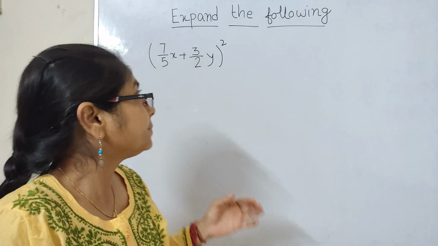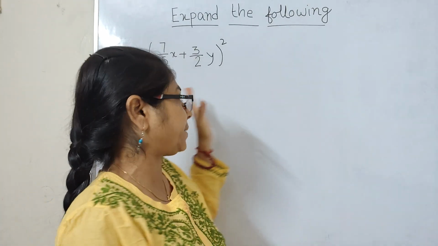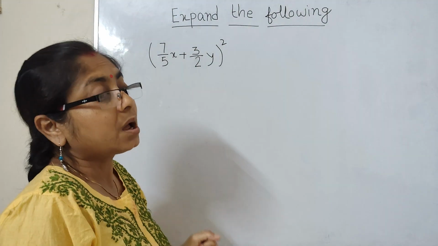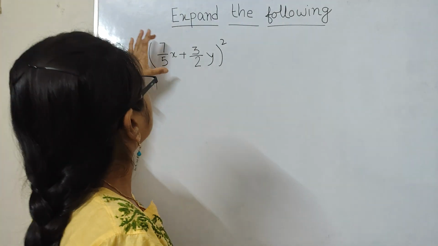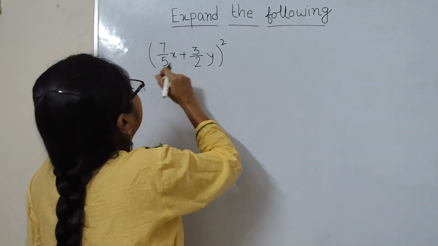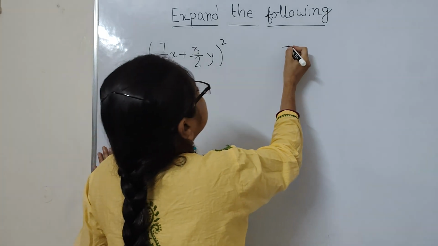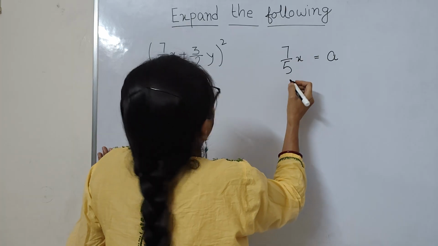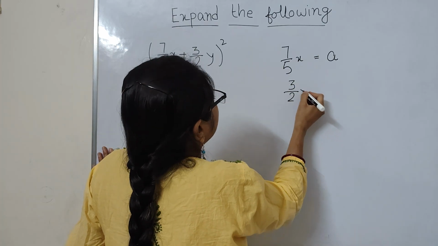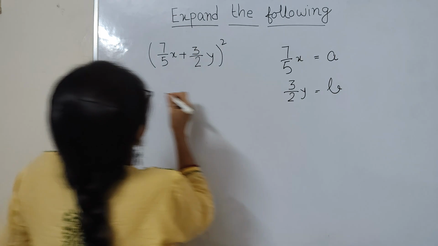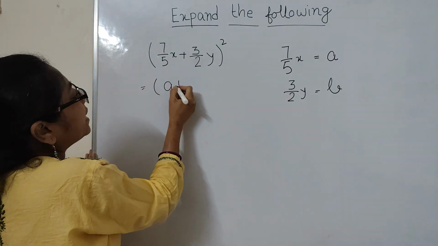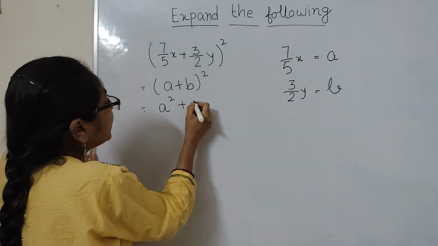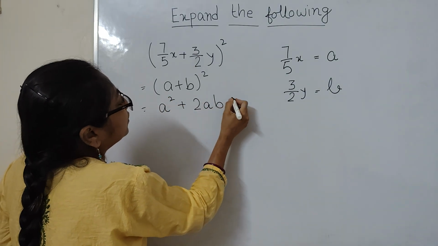Today our topic is how to expand this algebraic expression. Look, this is a fraction and an algebraic term also. But in that case, what do you do? You can take 7 by 5x, let this be A, and 3 by 2y, let it be B. Then what's the formula? This is (a plus b) whole square: A square plus 2ab plus b square.